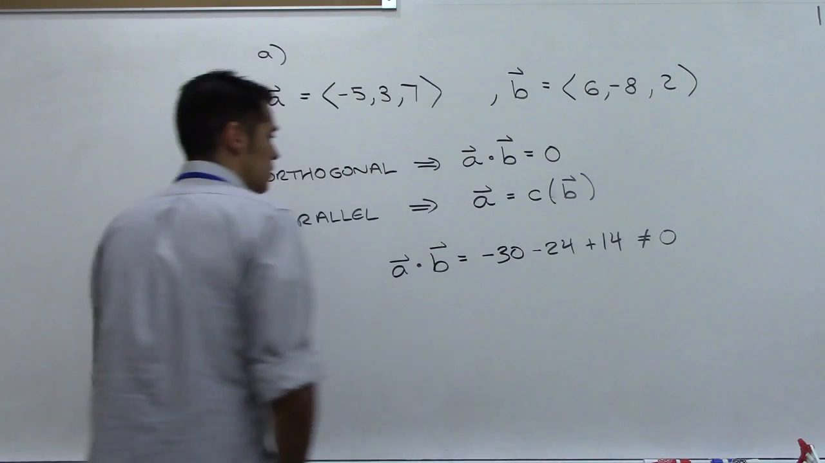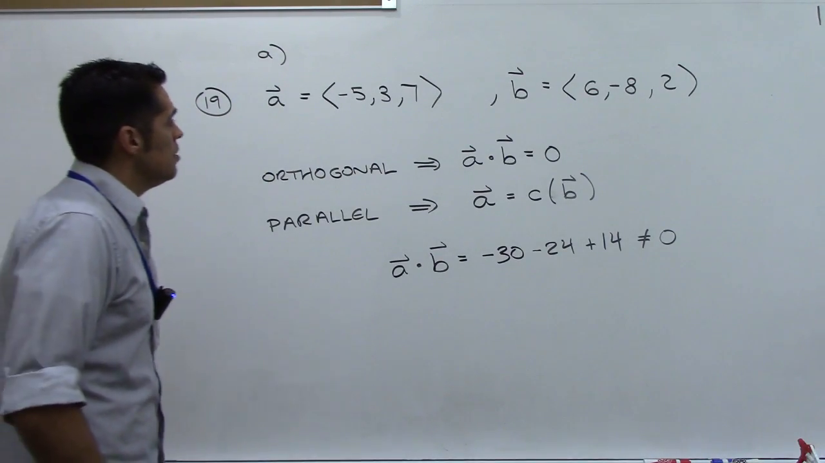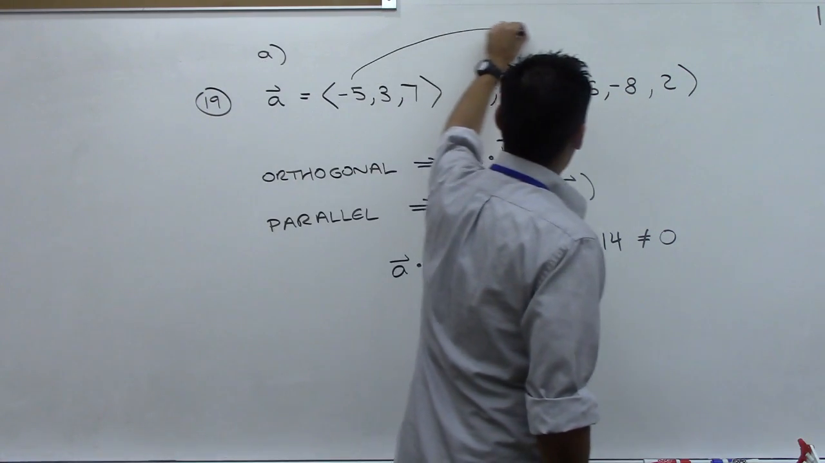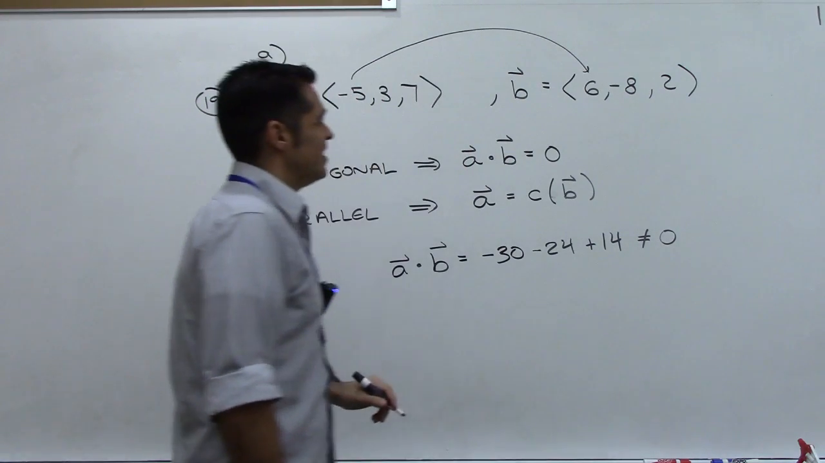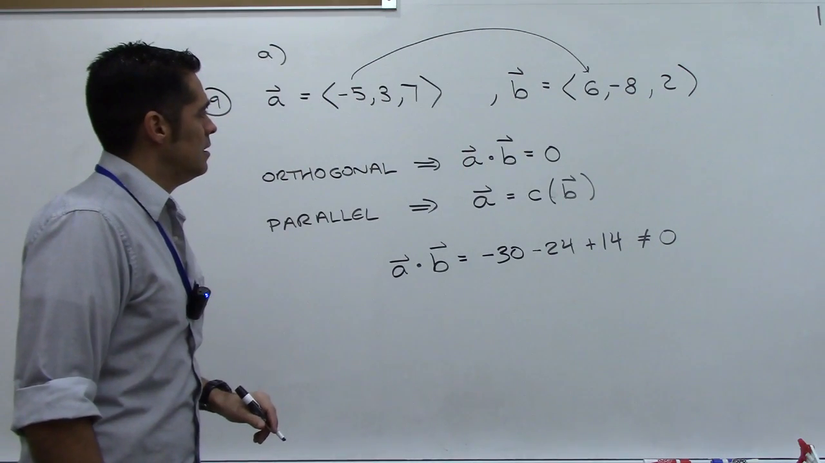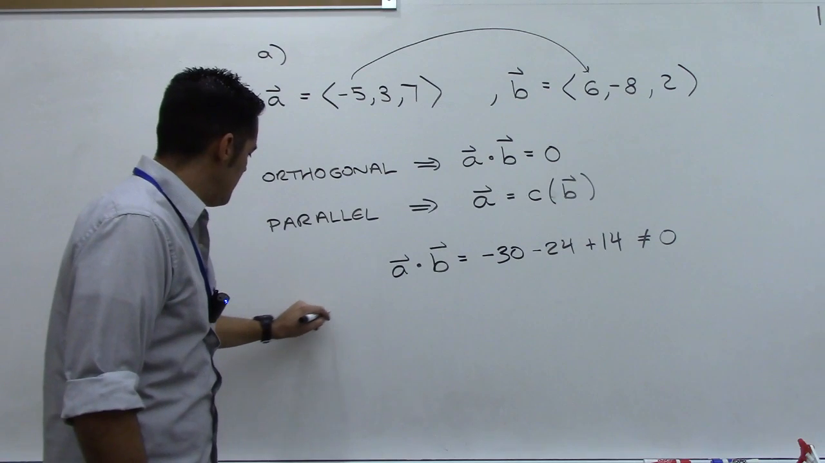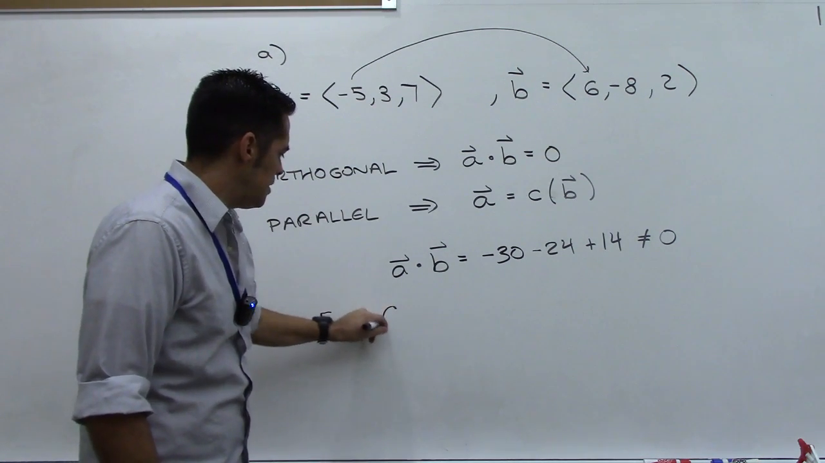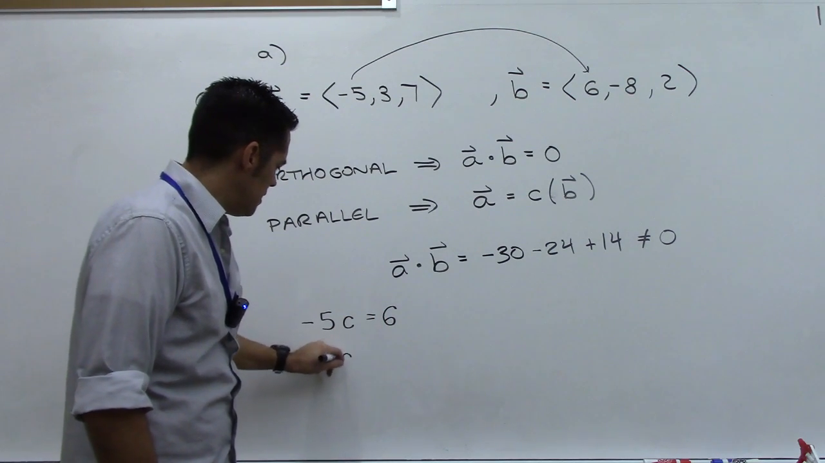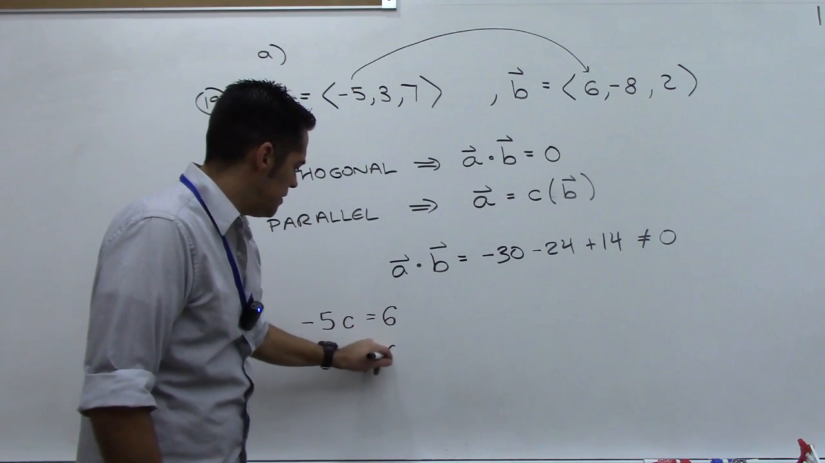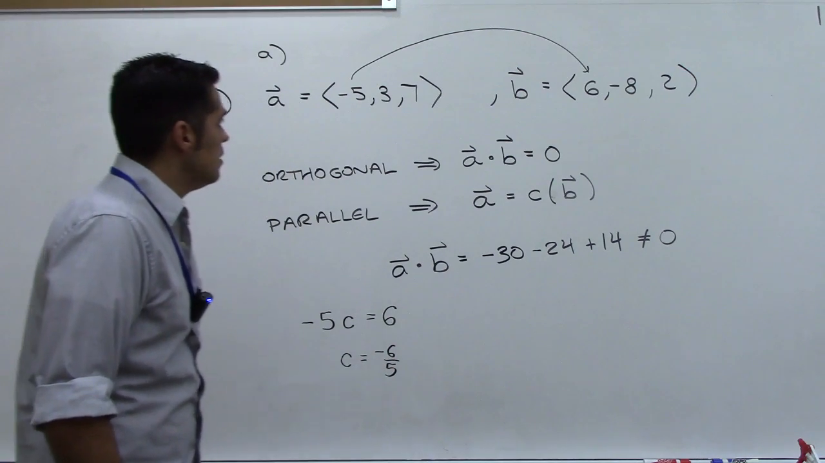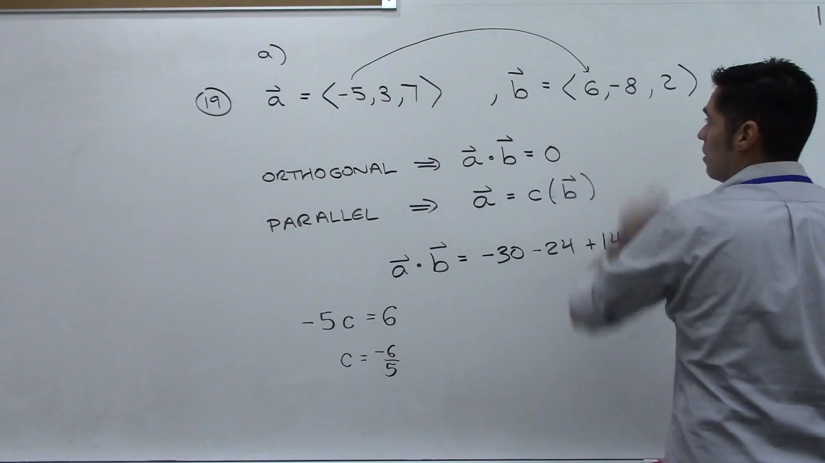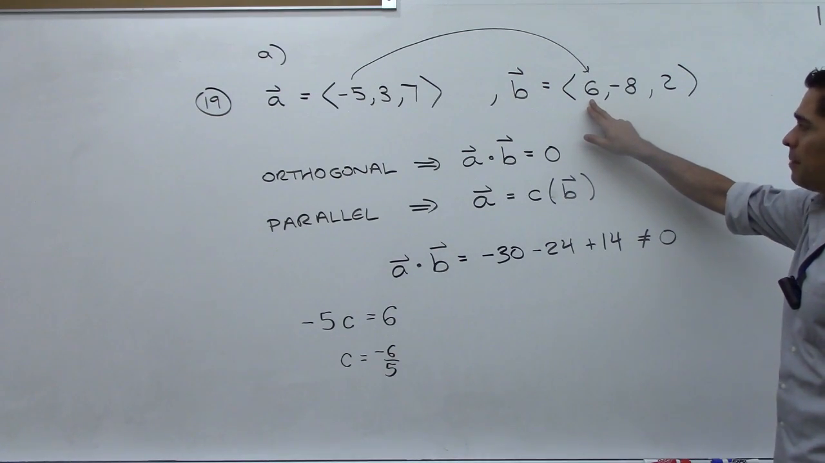Are they parallel? Well, what we need to do is see if there's a way to turn negative 5, multiply it by something to get 6. Well, what do you have to multiply negative 5 by? Multiply it by something, I'm going to call it C, to get 6. Well, C then would have to be negative 6/5. So if I multiply negative 5 times negative 6/5, I would get positive 6.